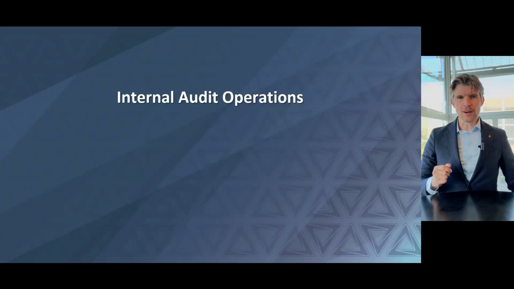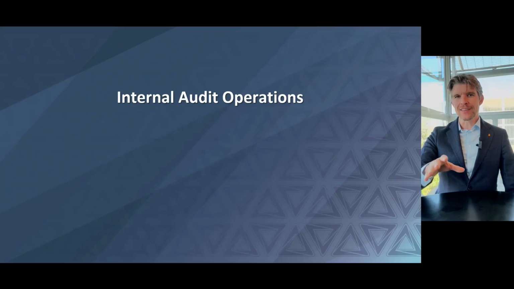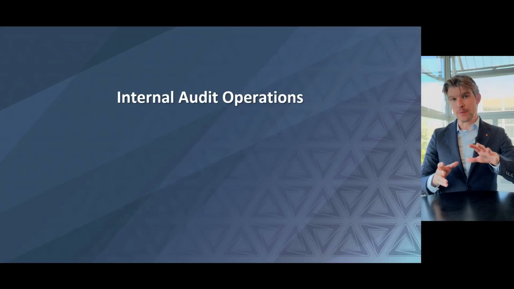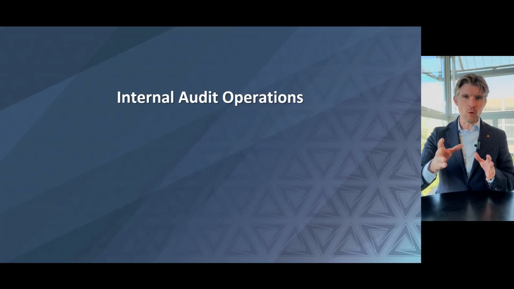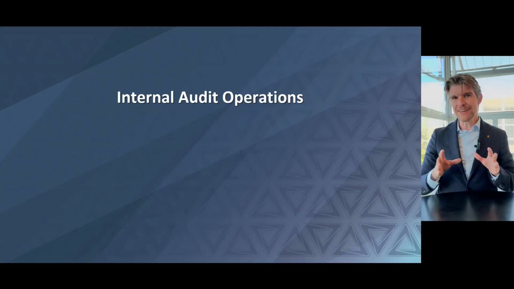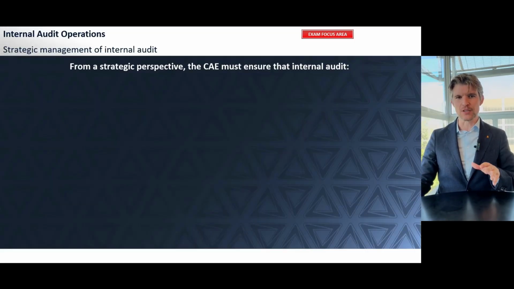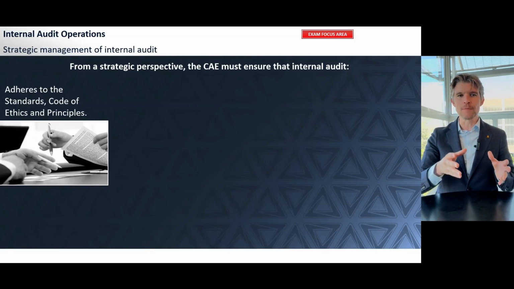In internal audit operations, we're going to look at how chief audit executives manage their internal audit functions from a strategic perspective, and also from an operational perspective. We're going to look a little bit at the communication and the reporting lines that they have and the different styles of leadership. So from a strategic perspective, there are a certain number of things that the chief audit executive needs to make sure are in place.